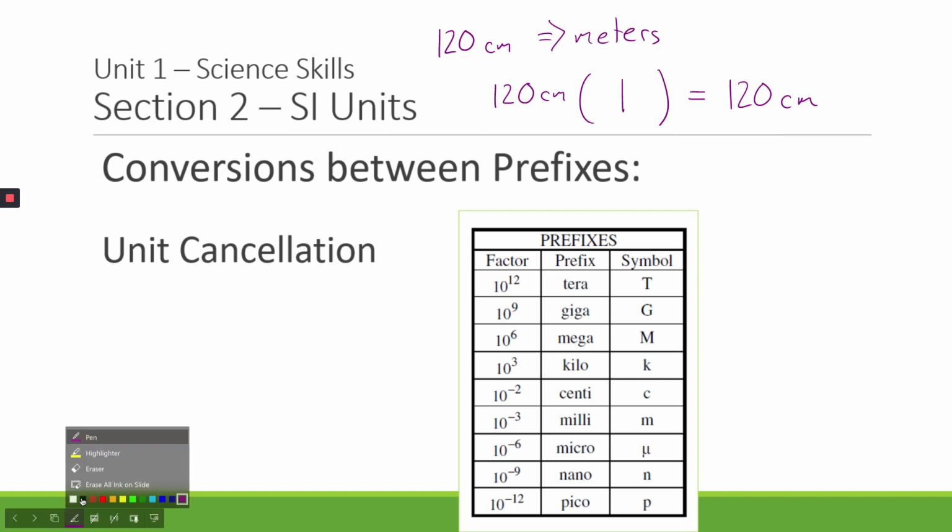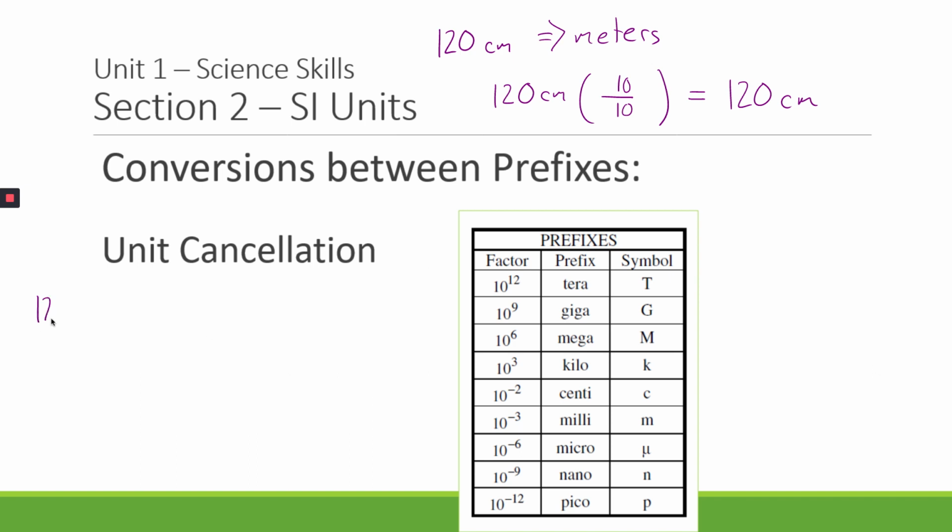So let's take that a bit farther. What if I multiplied it not by 1, but by 1 over 1? Again, that number would not change. It would still be 120 centimeters. What if I multiplied it by 10 over 10? 10 over 10 is equivalent to 1. So again, we would not change it. Whatever on the top is equivalent to whatever on the bottom, then you're not changing your number. Okay, we're going to use that little trick to convert units. So we're going to take 120 centimeters.